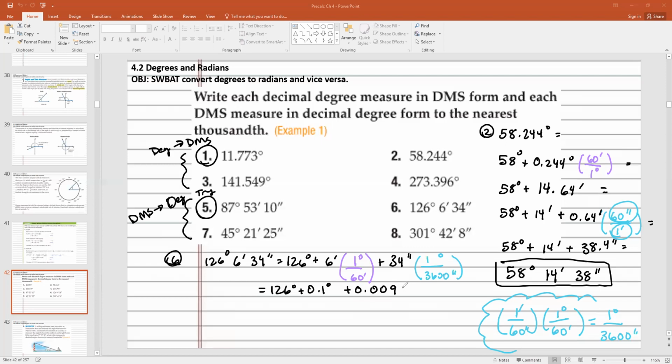0.0094. But it says round to the nearest thousandth. So tenths, hundredths, thousandths. So 9. The next number is 4, so we don't have to round up. We just keep it like that. And there you go. And then you just add those all together. You get 126.109 degrees. Ta-da! That's it.